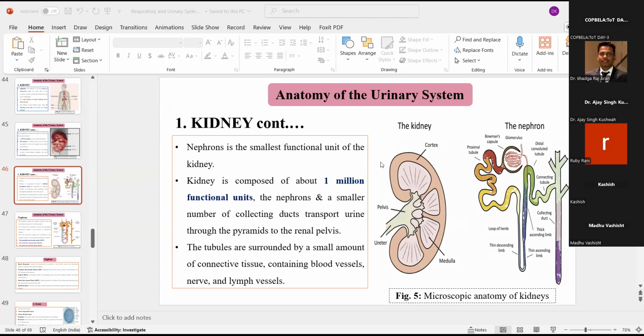That can be divided into different parts, starting from the glomerulus, that is the Bowman capsule, then the PCT, then the loop of Henle, going to the descending limb, then ascending, then the DCT, that is the distal convoluted tubule, and the last part of the nephron is the CT, that is the connecting tubule.